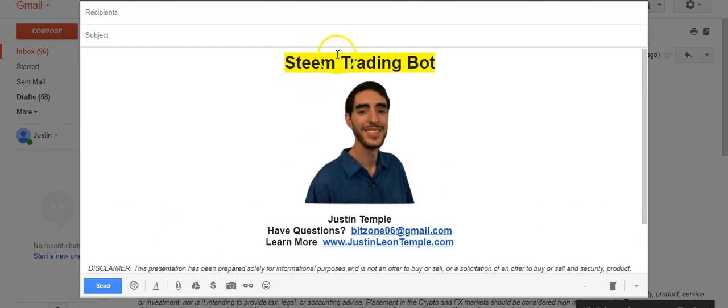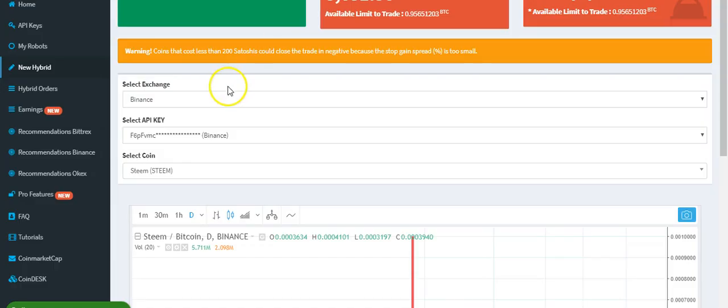So again, we're going to be talking about a Steem trading bot. So let's get into it. Now, first of all, there's two kinds of trading bots that you can utilize. There's an automatic trading bot that will do everything for you without you having to do anything. And then there's a trading bot that will do some of the work while you do some of the work, and you're able to make your life easier.